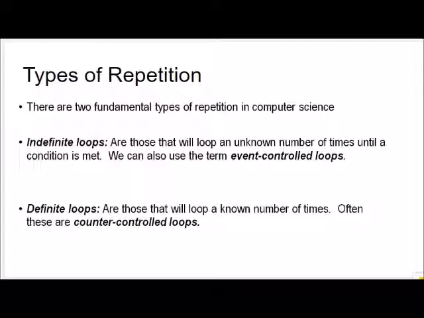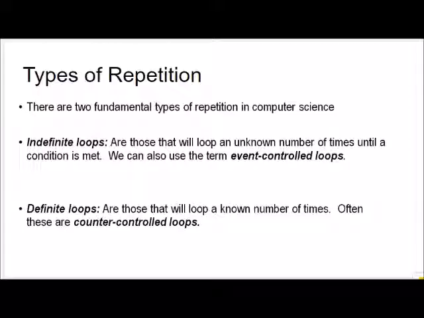Indefinite loops can also be called event-controlled loops, and basically that means that we just don't know how many times it's going to loop, and it's based on a certain condition that's going to be met. So it can loop once, it can loop a million times, it could also never enter the loop. And basically, until a certain condition gets met, it's just going to continue to repeat over and over again.